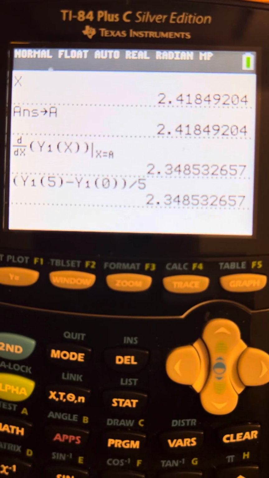I hope you enjoyed this short video on how to use solver in a very otherwise technically difficult problem.